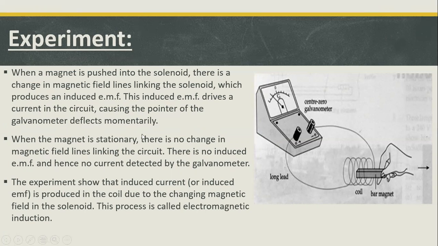When the magnet is stationary inside the coil or solenoid, there is no induced EMF and hence no current detected by the galvanometer. The experiment showed that induced current or induced EMF is produced in the coil due to the changing magnetic field in the solenoid. This process is called electromagnetic induction.